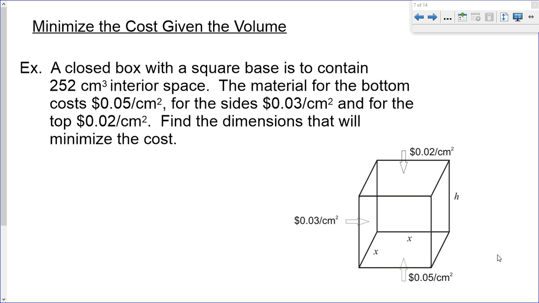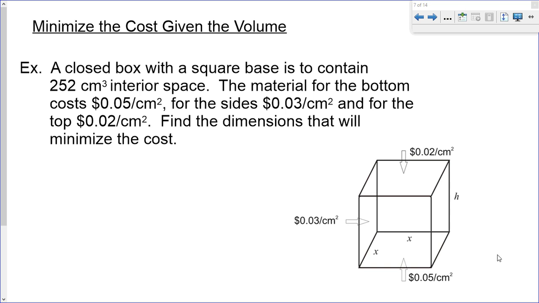Okay, so a closed box with a square base is to contain 252 cubic centimeters of interior space. The material at the bottom costs 5 cents per square centimeter. For the sides, it costs 3 cents per square centimeter, and for the top, it costs 2 cents per square centimeter. We need to find the dimension that will minimize the cost.